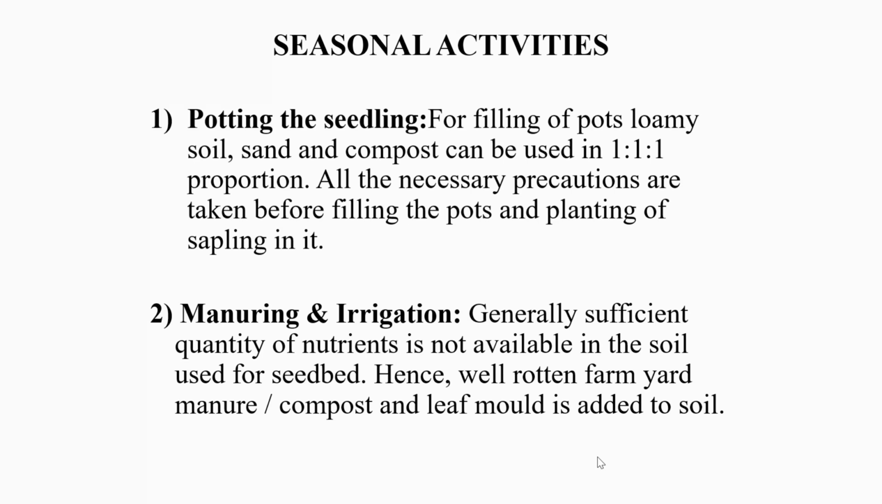Next one is manuring and irrigation. Generally, sufficient quantity of nutrients is not available in the soil used for seedbed. Hence, well rotten farmyard manure or compost and leaf mold is added to soil.